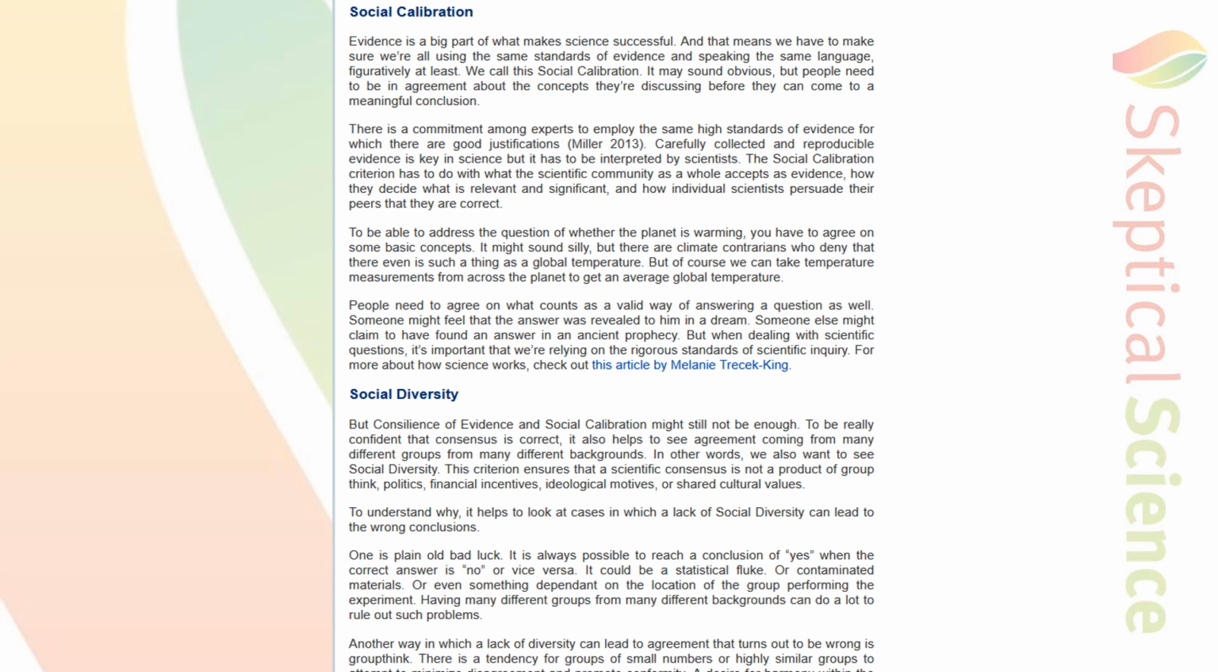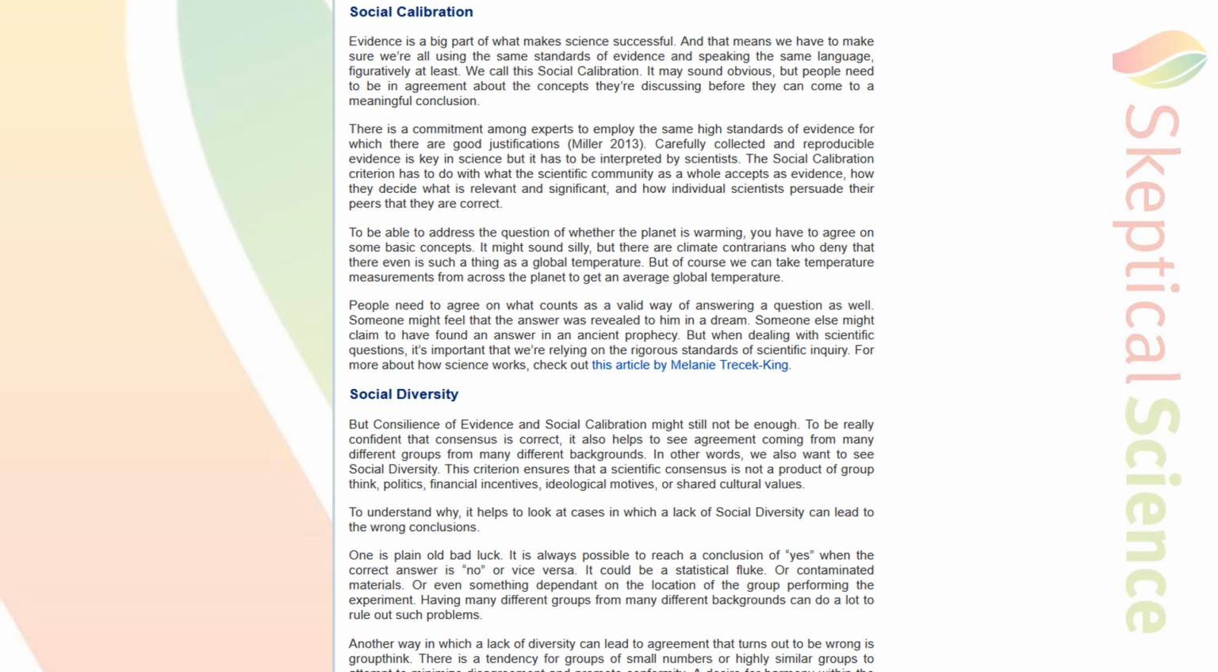There's a commitment among experts to employ the same high standards for evidence for which there are good justifications. Carefully collected and reproducible evidence is key in science, but it has to be interpreted by scientists. The social calibration criterion has to do with what the scientific community as a whole accepts as evidence, how they decide what is relevant and significant, and how individual scientists persuade their peers that they are correct.